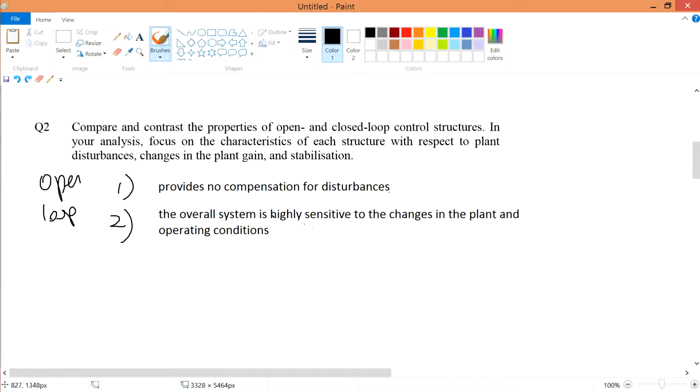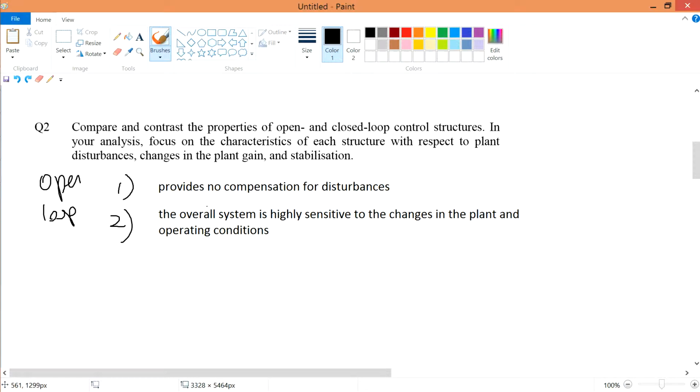And it's also sensitive to the operating conditions, meaning the disturbances that we talked about just now. The operating conditions meaning the disturbance: along the way, even if your plant is alright, maybe other parts of the path, the disturbance may cause you to be not cool.